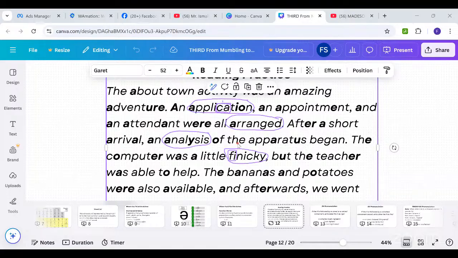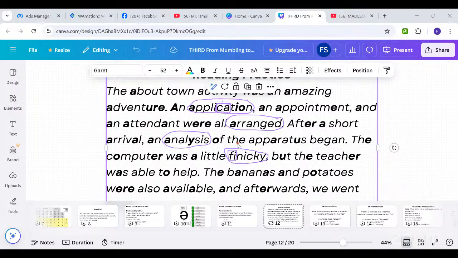Please pronounce the four words, Madam Madesola. Okay, I should pronounce the four words. Yes, the words I circled. Application. Arrange. Analysis. Finicky. Application. Arrange. The analysis. Okay, analysis. Finicky. Correct. Finicky. Yes, finicky.